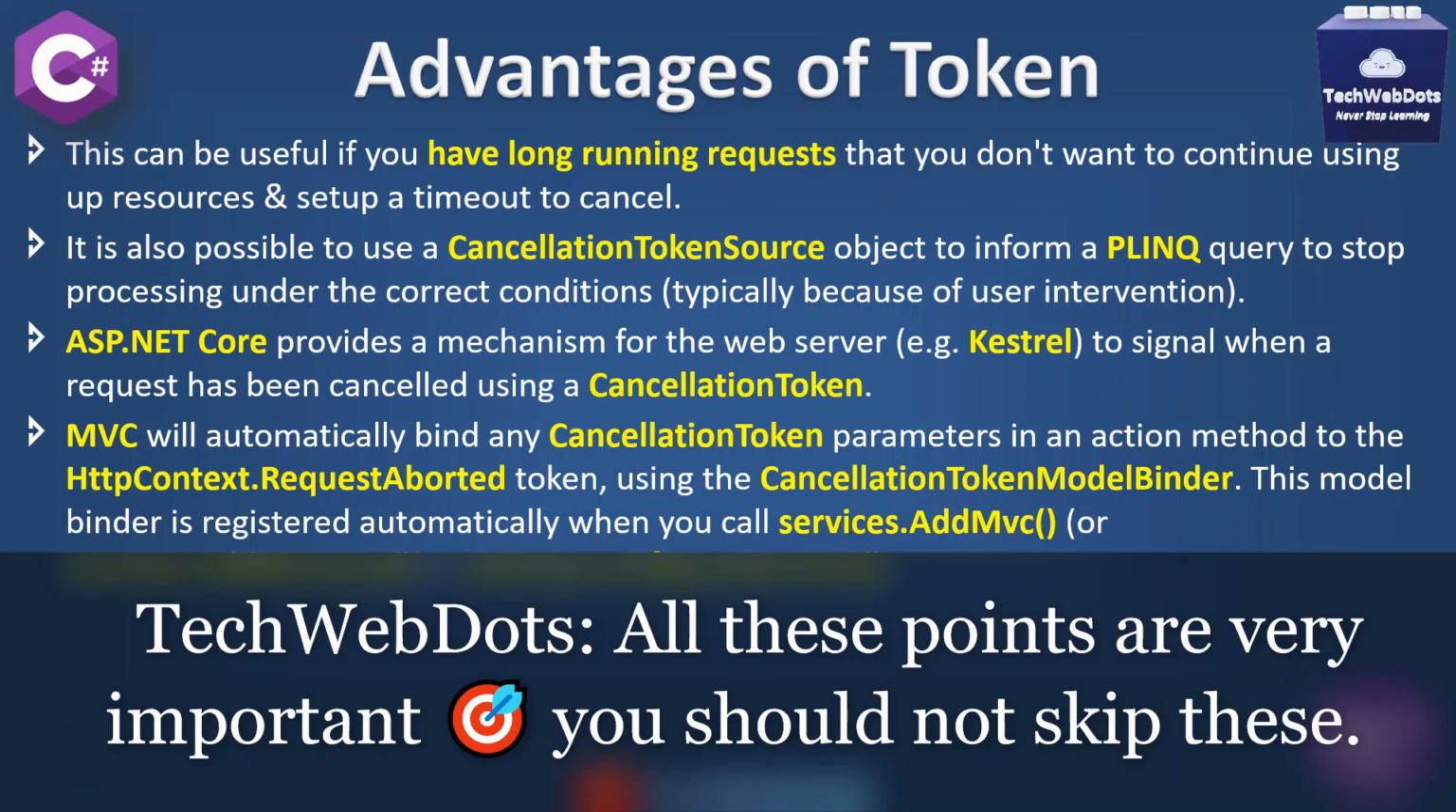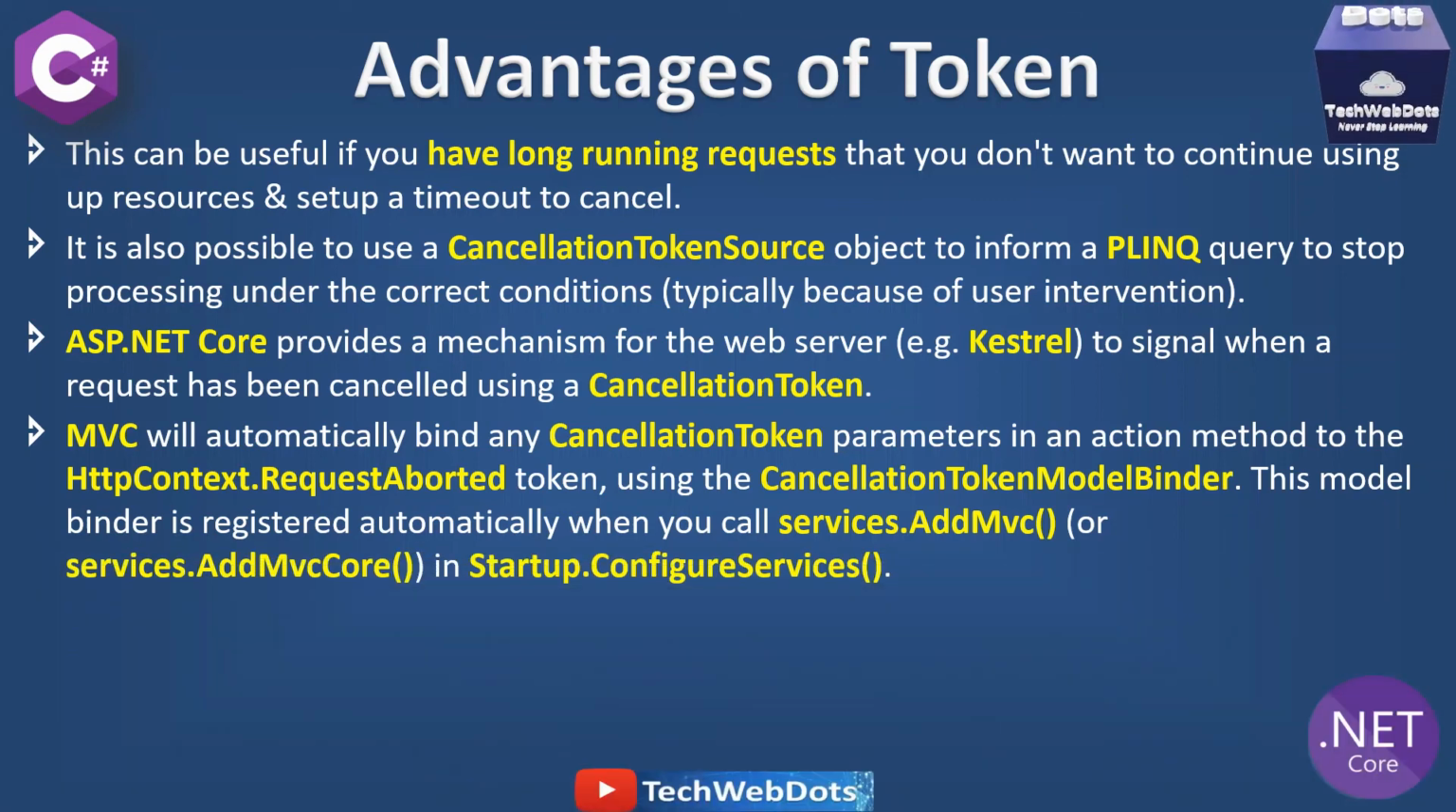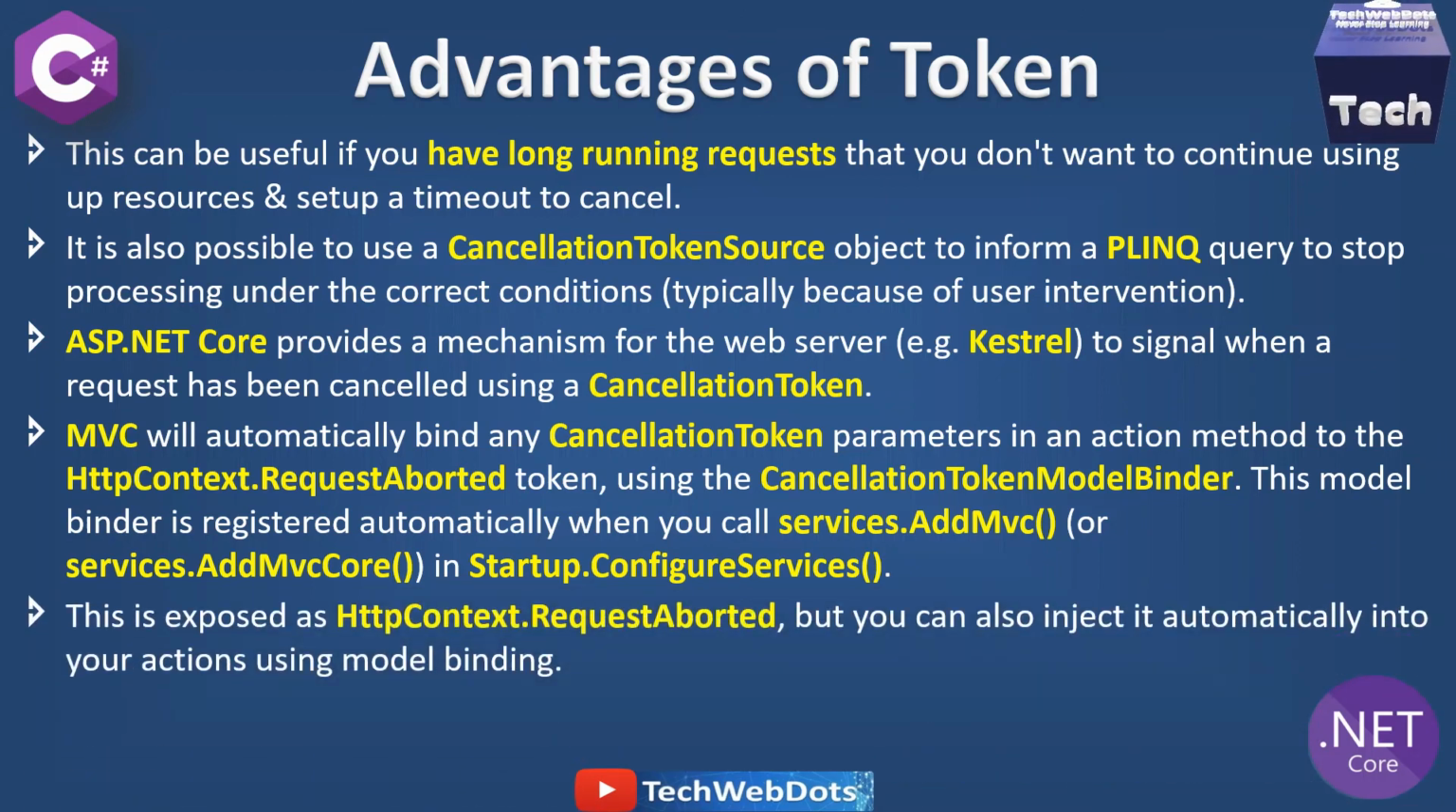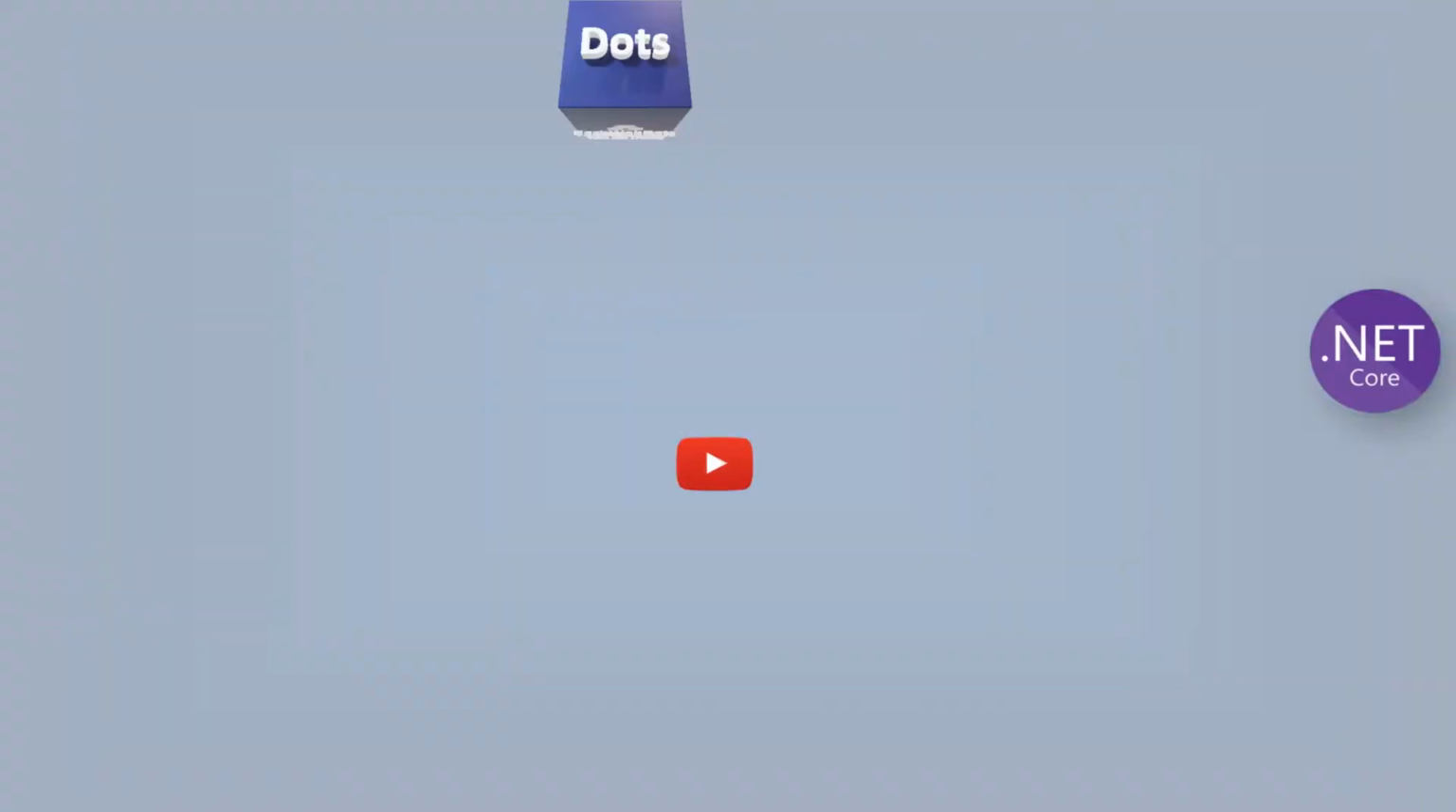Let me repeat once again. MVC will automatically bind any cancellation token parameter in an action method to the HttpContext.RequestAborted token using the cancellation token model binder. That's the main class. This model binder is registered automatically when you call services.AddMvc or AddMvcCore in the startup ConfigureServices. This is exposed as HttpContext.RequestAborted, but you can also inject it automatically into your actions using model binding.